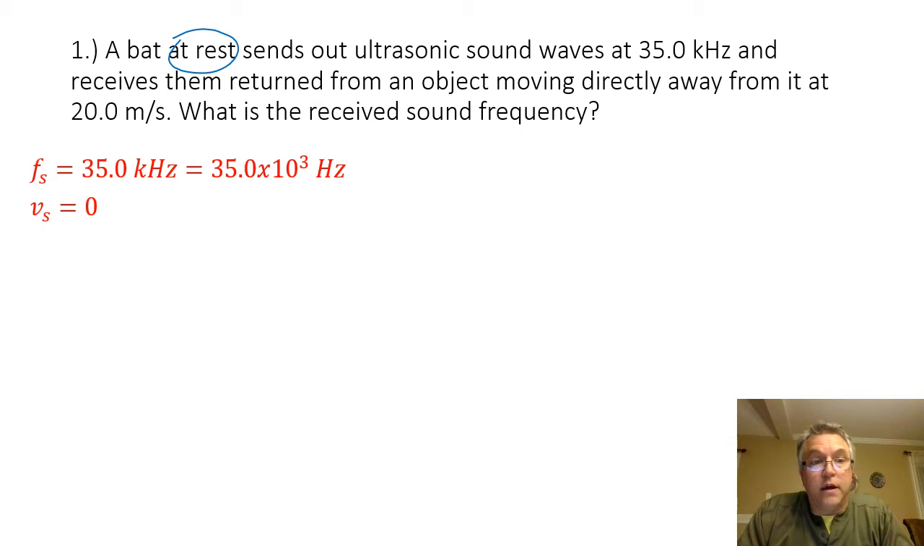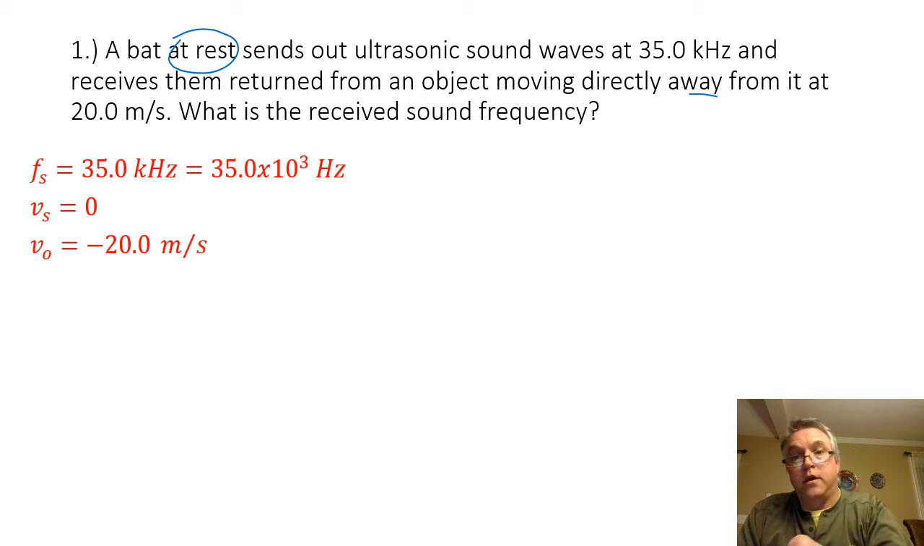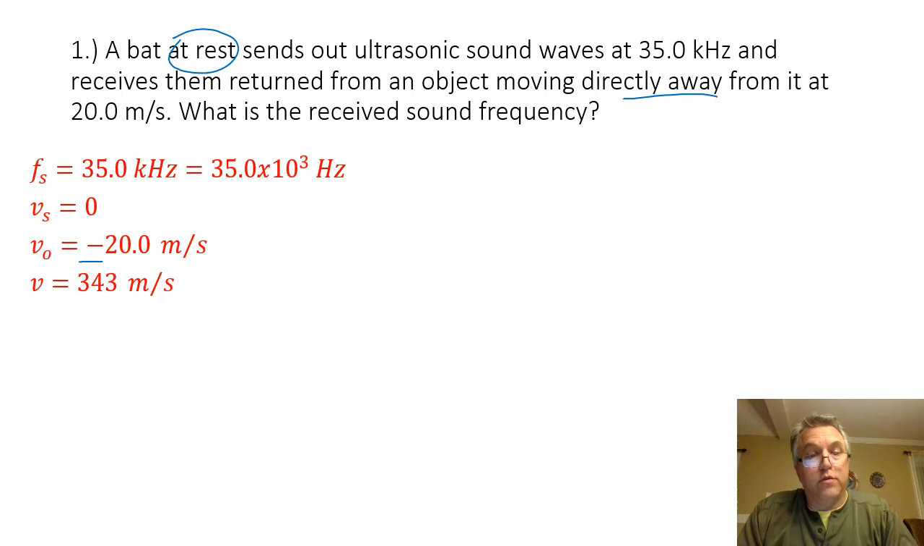The velocity of the observer, which is the object the sound wave is reflecting off of, is 20 meters per second. Because it is moving away from the bat, its velocity is negative, since it is moving away from the source. I'm not specifying an air temperature, so we will assume the velocity of the sound wave is 343 meters per second. Now let's take a quick look at what's happening in the problem.